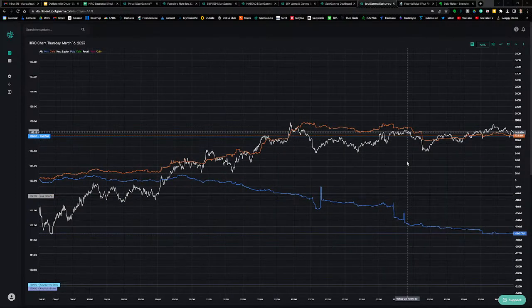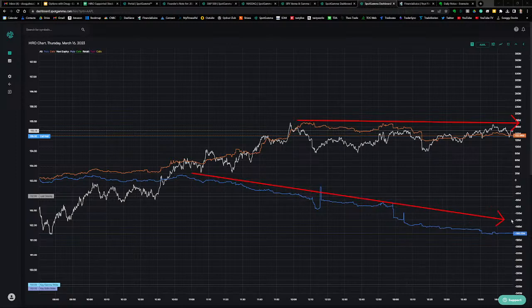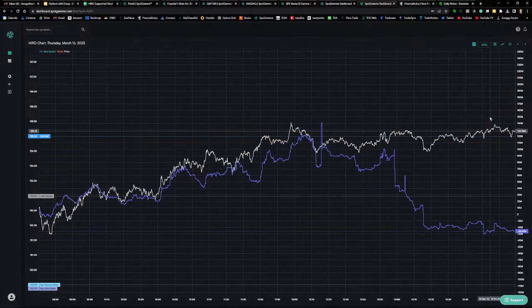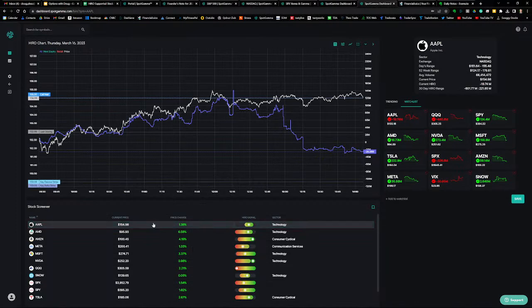Let's zoom out, and we can see that price levels off as traders stop buying calls, and then they continue to buy puts. And prices stalled around that 155 call wall level. All right, so that's Apple. Nice long setup.